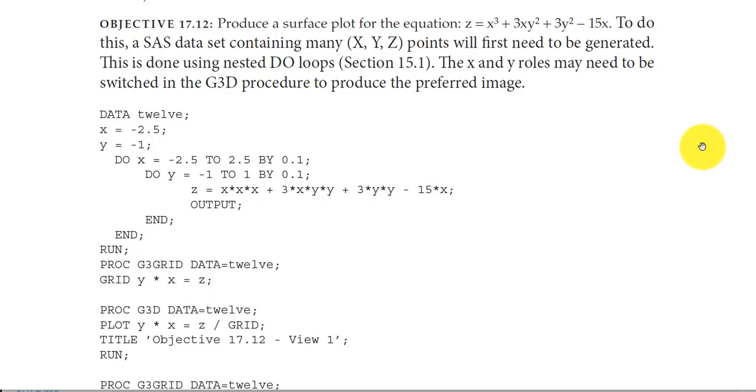Objective 1712 asks us to plot the surface equation for this three-dimensional graph. We have here a cubic equation in x, so it's x cubed plus 3xy squared plus 3y squared minus 15x. So you have to generate the points on this surface to be plotted, in x, y, z order. And so we can go back to the nested do loops to do this.